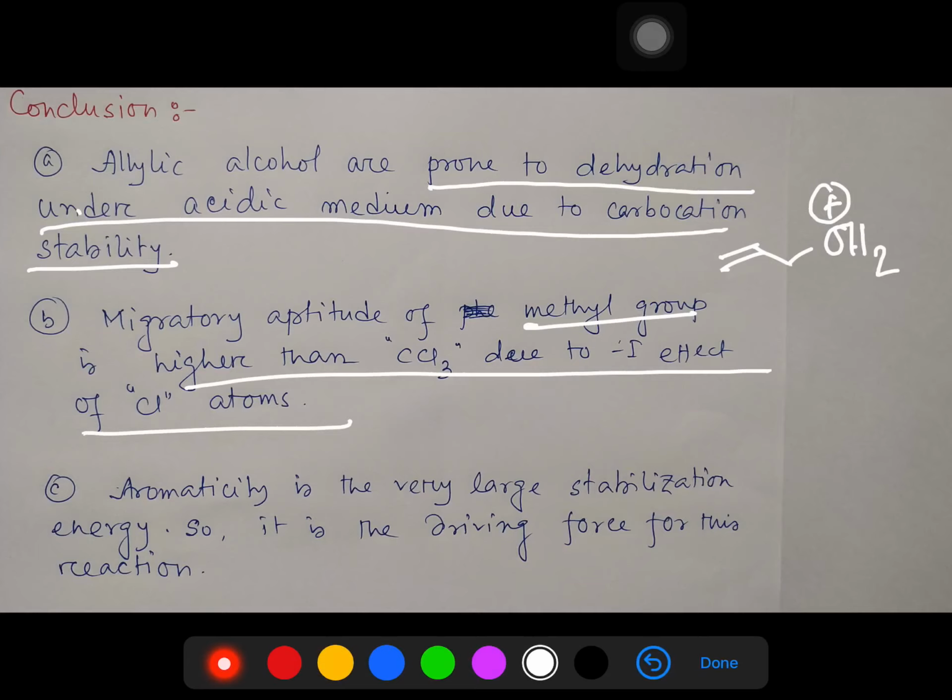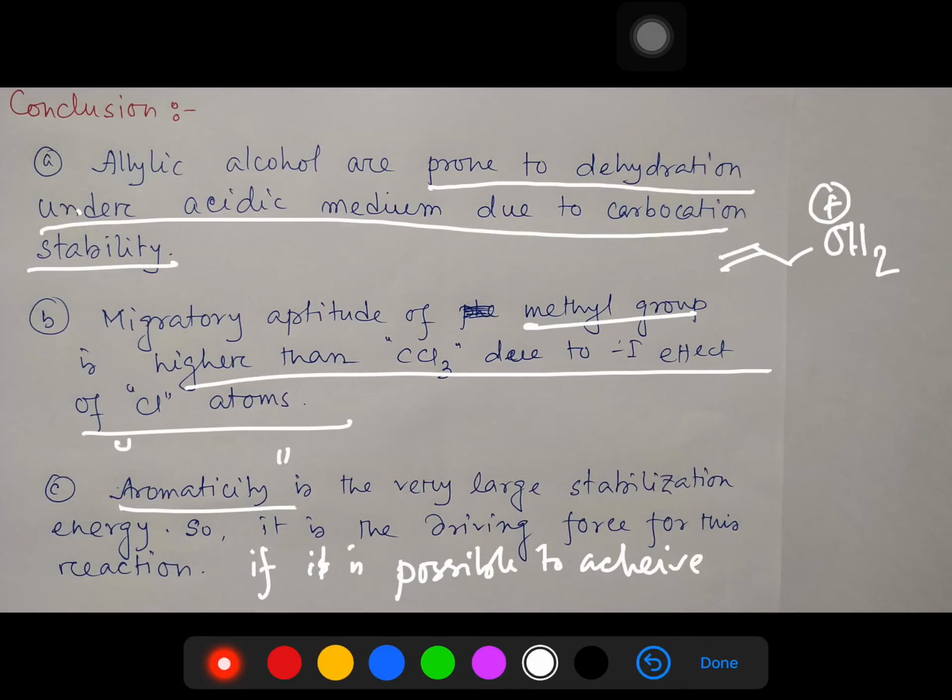And finally, aromaticity, which is a very large stabilization energy. That's why molecules are very much interested in gaining aromaticity. What do I mean? If there is a chance that a molecule can achieve this huge stabilization, they will always try to do as much as they can. So that is the driving force for this reaction, if it is possible to achieve.